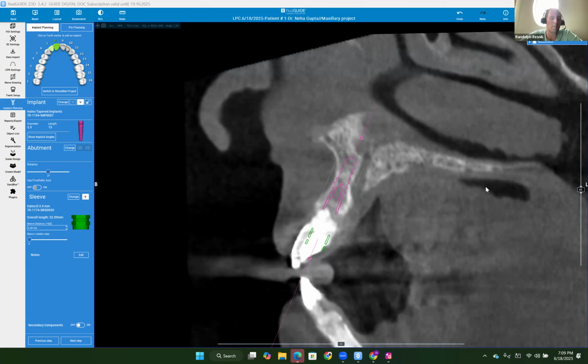Second option is you can talk about immediate loading. So depending on how the bone graft goes and how good the bone quality is, you can put immediate restorations on them to develop the papilla. Or third, when you are restoring the case, you can put them in a provisional restoration and build out the papilla and emergence profile at that point.